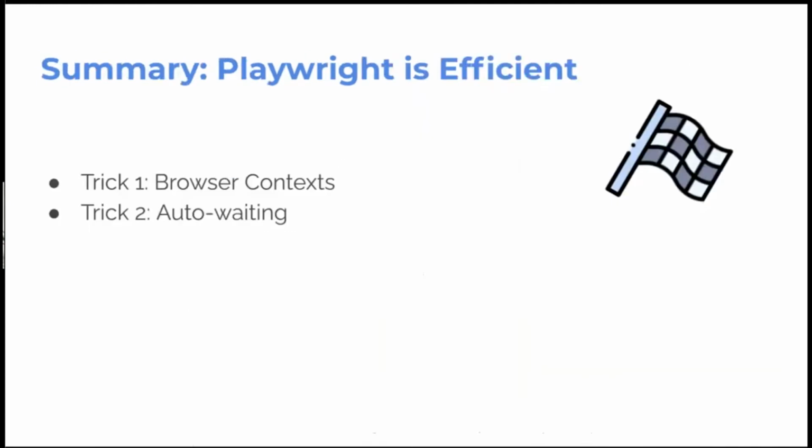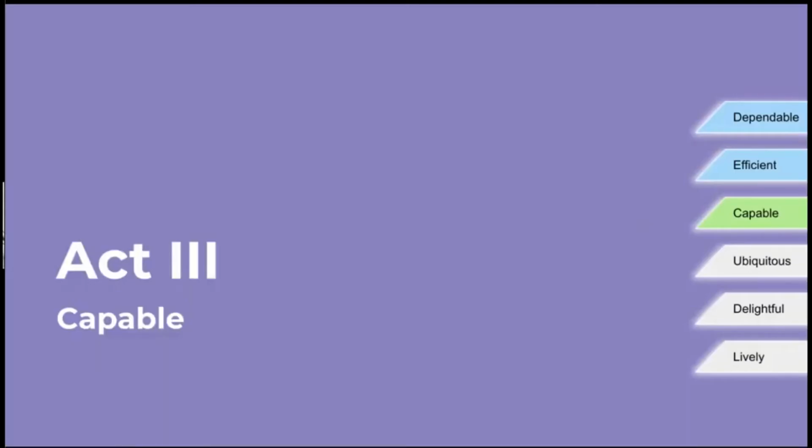Okay, so this was auto-waiting, and this is why we think, in summary, Playwright is efficient, because of these two cornerstone features. A lot of your browser automations are way more reliable and fast with Playwright than anywhere else. Moving on. And the next adjective is scalable.